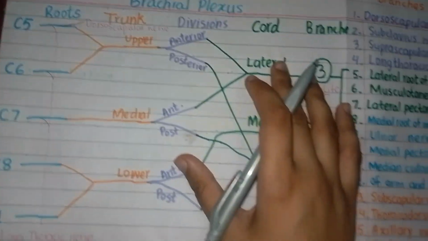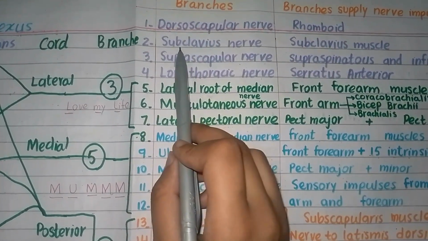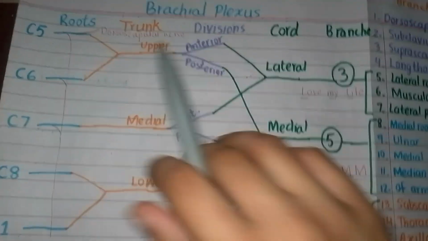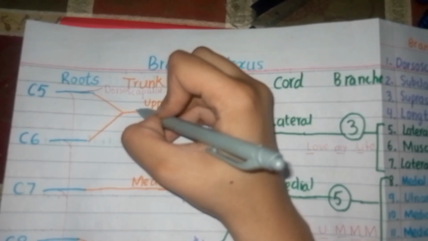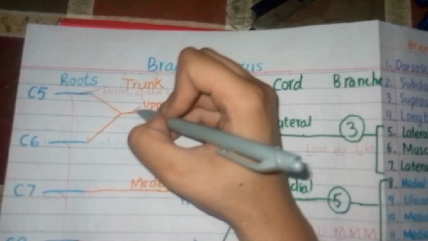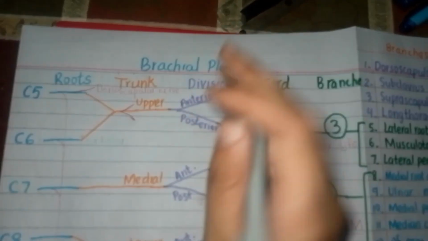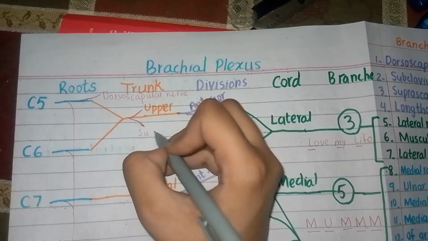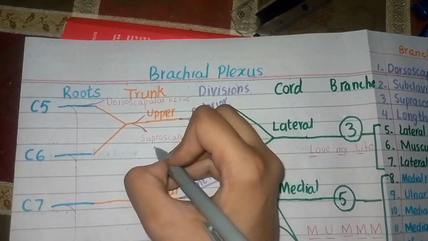Two branches, the subclavius nerve and the suprascapular nerve, arise from the upper trunk. This is the suprascapular nerve. This is the subclavius nerve.